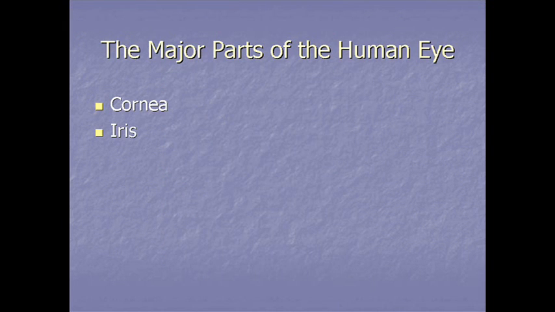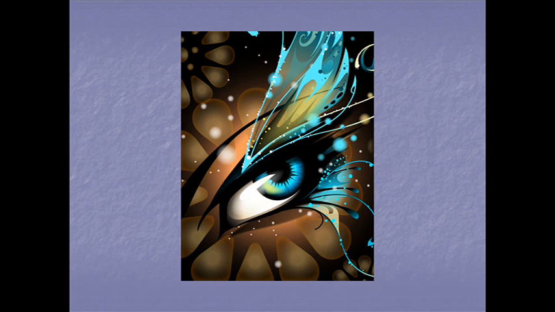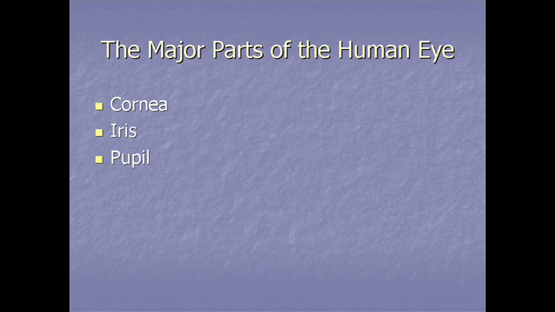The pupil. This is a small, dark opening in the center of the iris. The iris is the colored part of the eye. It dilates and contracts the pupil to regulate the amount of light entering the eye.